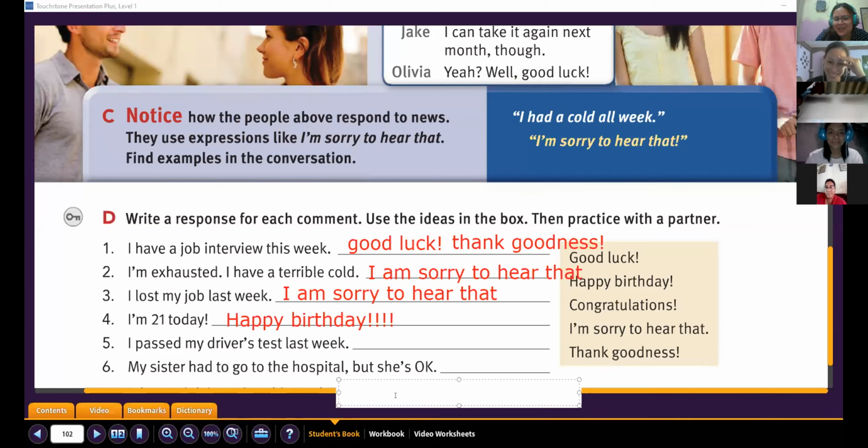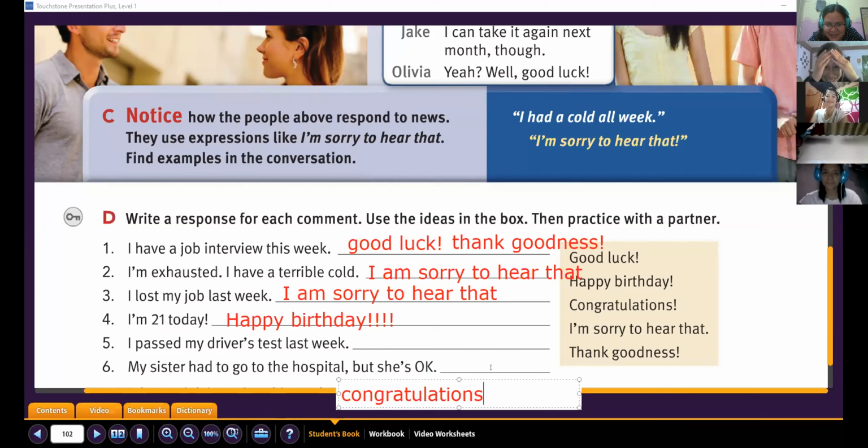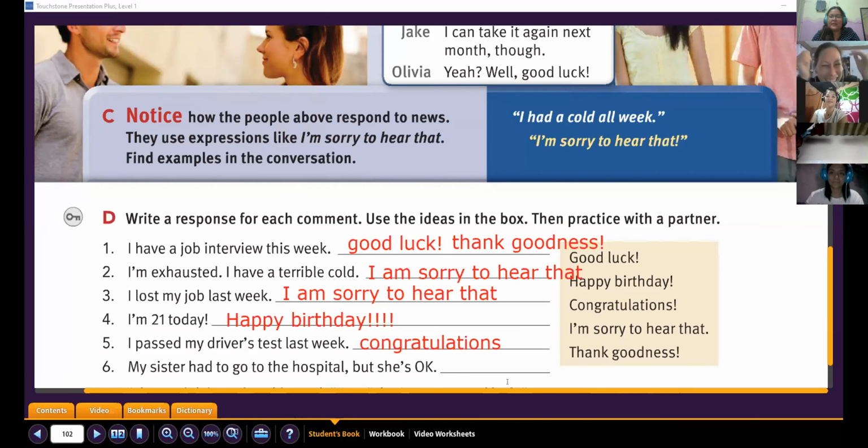Thank goodness. Yes, look, you can use thank goodness. This is going to be Irwin's reaction. Thank goodness. But if you tell me, teacher, I passed my driver's test last week, congratulations. If it's my car, Irwin would say, I'm sorry to hear that. Oh, that's terrible.